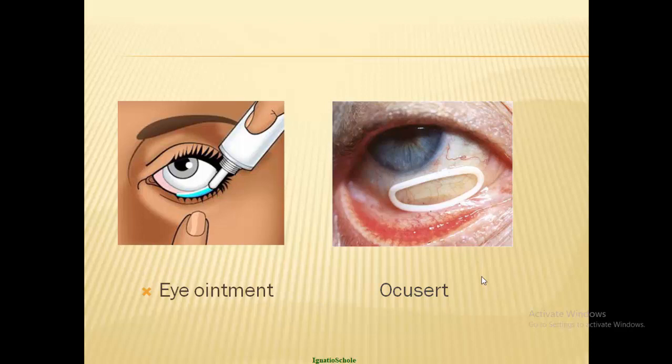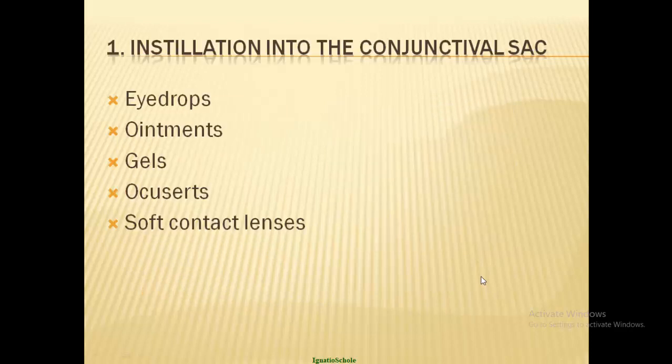Pilocarpine ocuserts are used. Contact lenses dipped in solution of drugs have also been used. Contact lenses dipped in 4% or 1% pilocarpine have been used for acute angle closure glaucoma. Also, soft contact lenses have been used to deliver antibiotics and antiviral drugs in patients with corneal ulcers.